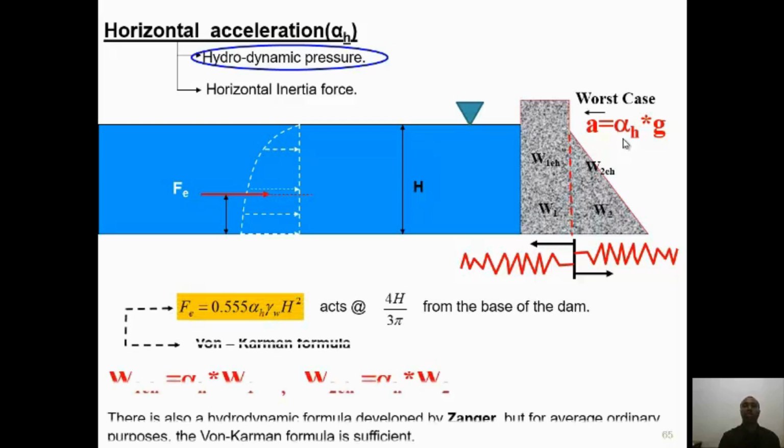Now let us see, this is according to the Von Karman equation. This is a parabolic distribution. It acts at 4h over 3 pi from the base of the dam, horizontally.